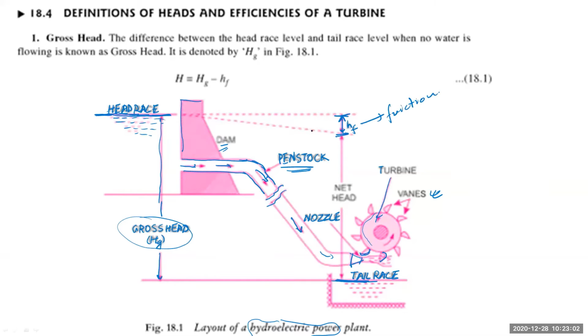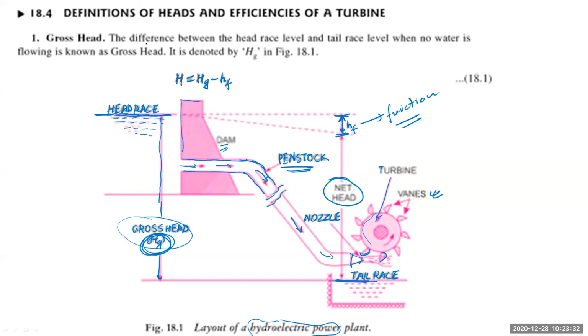Okay, so if you subtract this Hf, that is your frictional loss, from your gross head that I have written here, what you will get is your net head. Net head is represented by capital H. Capital H equals Hg minus Hf. That is nothing but net head equals gross head minus frictional losses.